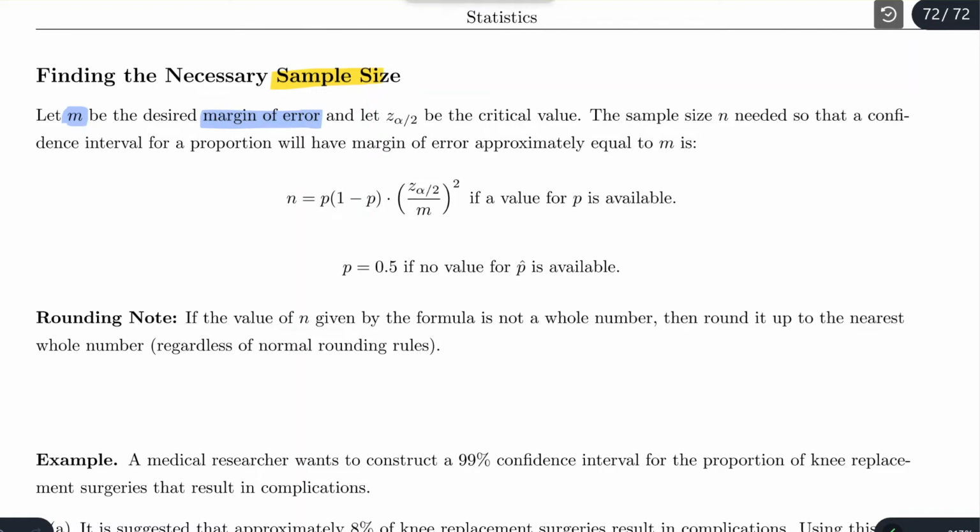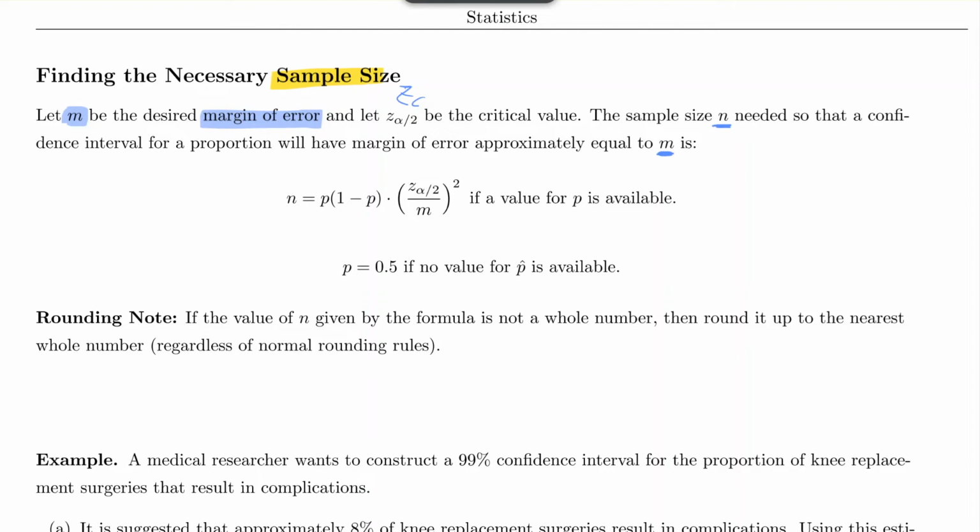And let critical value be critical value z of c. Again, we use two symbols z of c. The sample size n needed so the confidence interval proportion will have a specific margin of error is this formula. Again, this is with proportion, we're working with the proportion.